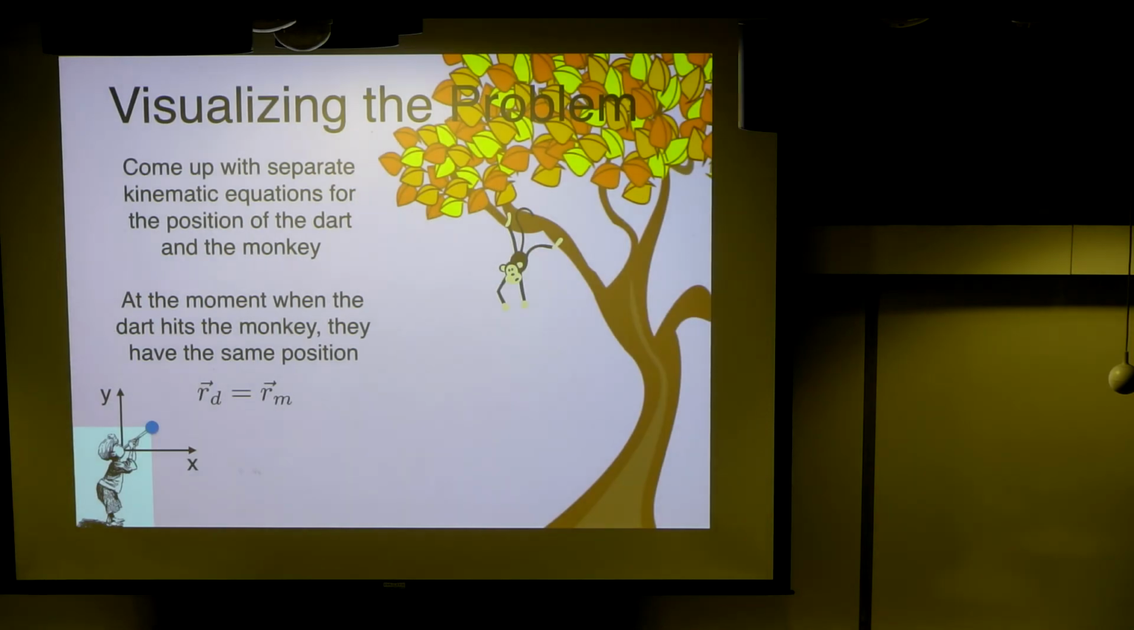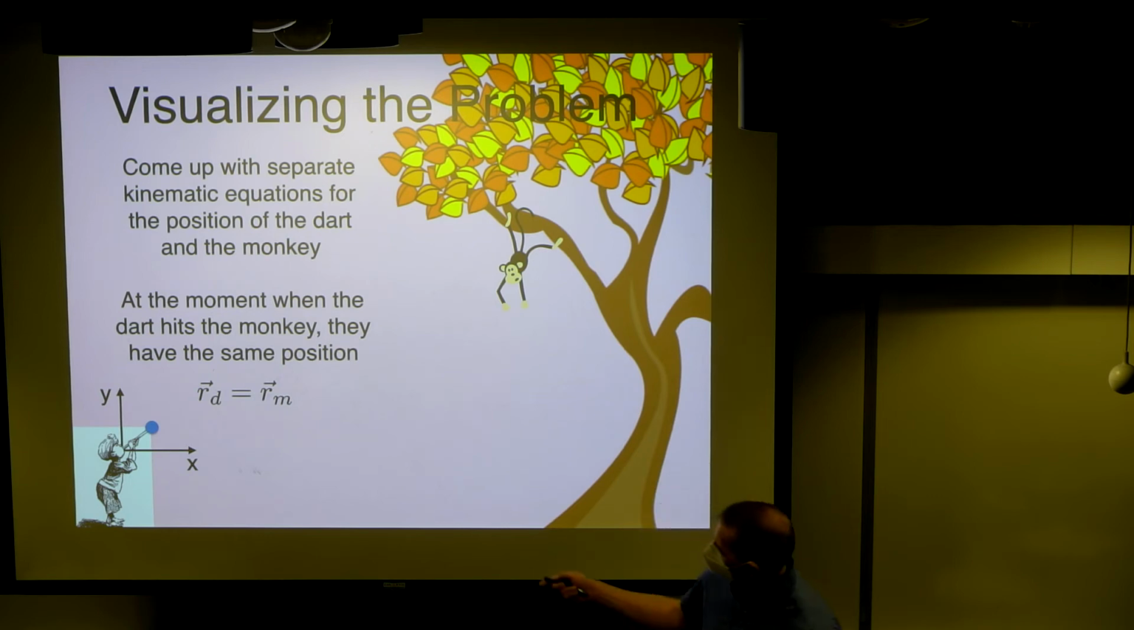So first, let me show you an animation to help you visualize this, okay? So there's the biologist, I'm just gonna show the dart as a blue dot. And again, at the moment when that thing is launched, the monkey lets go of the branch. So how can we say that the dart hits the monkey? Well, remember how this works when we have a collision or one object meeting another object? We set their positions equal to each other.